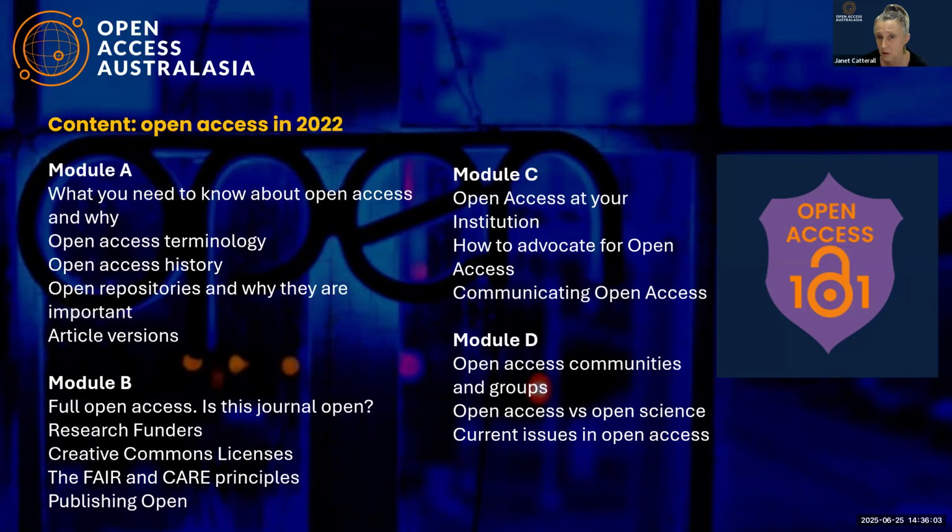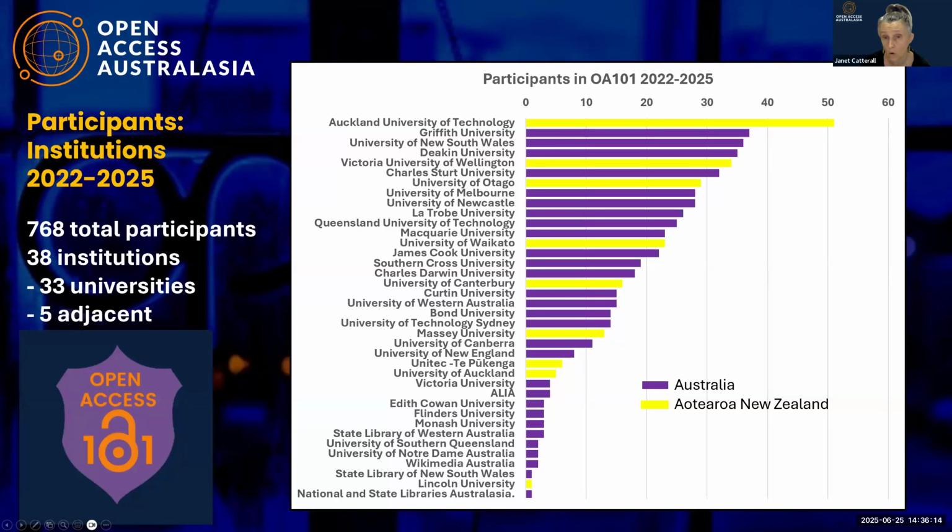And we hoped to build some ongoing community by highlighting relevant COPs that participants could join when the course was finished. Now, over the 3 years that this course has run, all our members have had multiple staff take the course. You'll see here the breakdown. The yellow is Aotearoa universities and the purple is Australia. There are universities and adjacent organizations as well. And some institutions have had up to 50 different staff take this course.